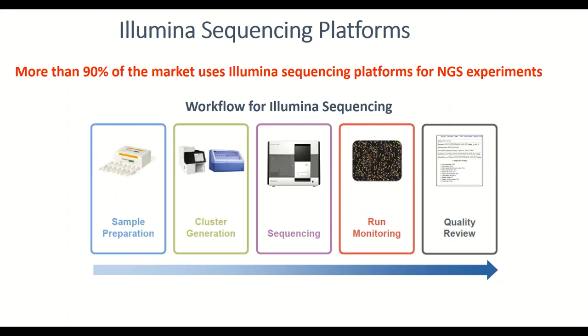What happens is the sequencer generates an image. Each dot represents a short read sequence. And then the software converts the image into a sequence, because this platform uses four different colors, which represent four different nucleotides. Okay. So as I said, I think it's almost 100%, certainly not less than 90%, of the market occupied by the Illumina sequencing platform.